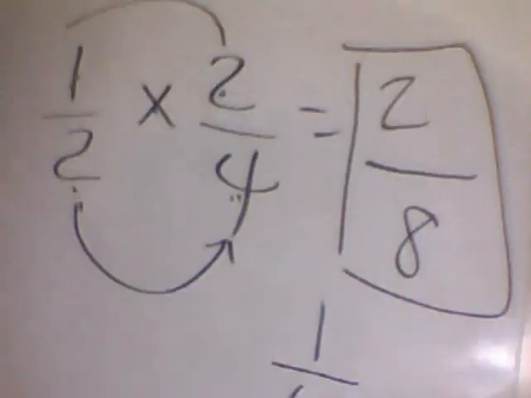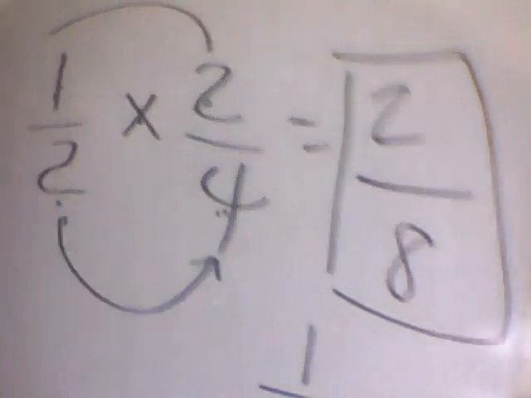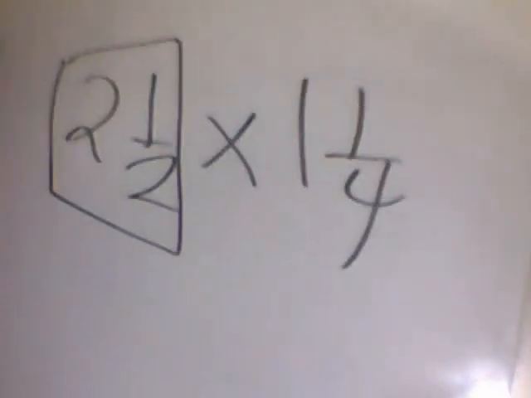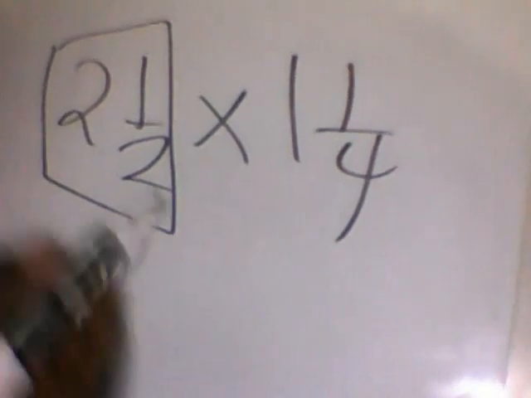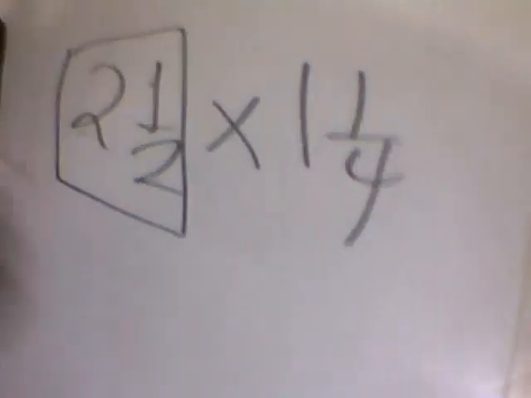Now you might be asking, what if you had mixed fractions? Alright, let's try something else then. Suppose you had 2 and 1/2 times 1 and 1/4. Well, you could simply change the mixed fraction into an improper fraction. How do we do that? 2 times 2 plus 1 is 5 over 2. Good. And 4 times 1 plus 1 is 5 over 4. Then we multiply across. 5 fives, 25, 2 fours, 8.